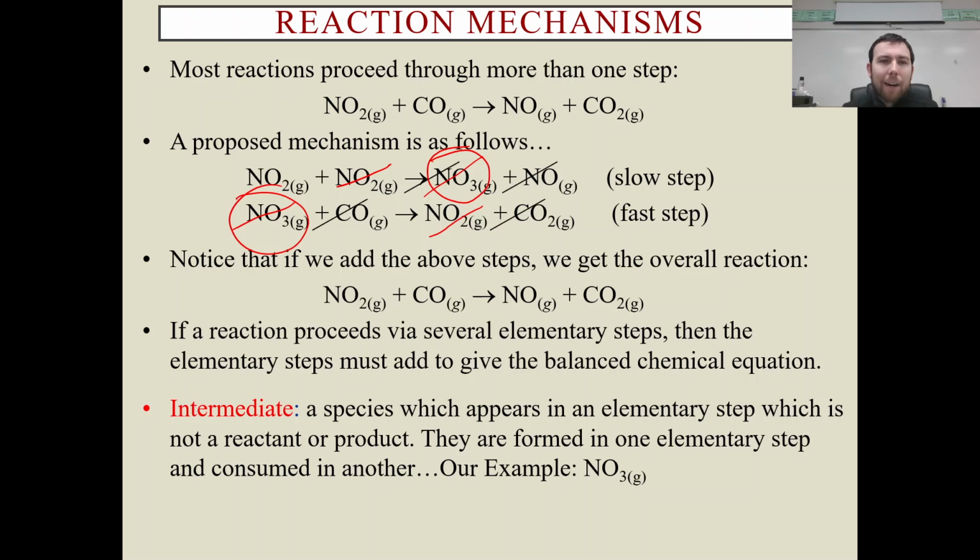What's going to happen is your intermediate is going to be formed in one elementary step, and then it gets consumed in another. So in our case, it was formed in the first step, and then it was immediately consumed in the second step. So nitrogen trioxide was our example of an intermediate in this particular case.